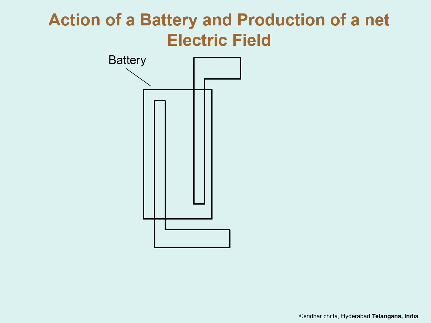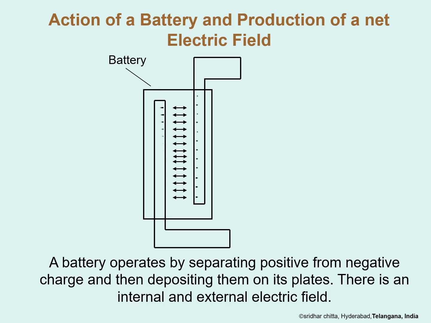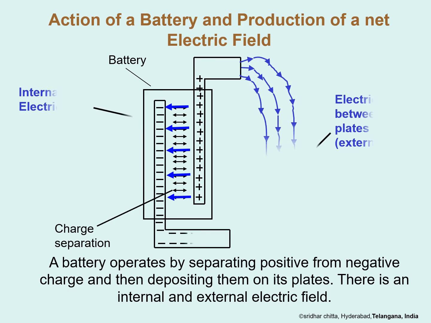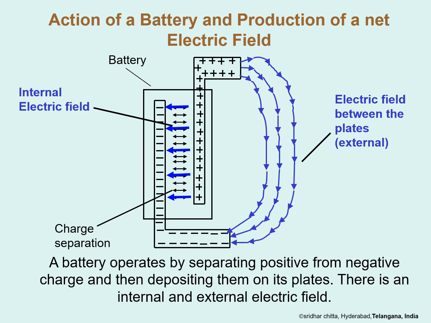Action of a battery and the production of a net electric field. A battery operates by separating positive from negative charge and then depositing them on its plates. There is an internal and external electric field.